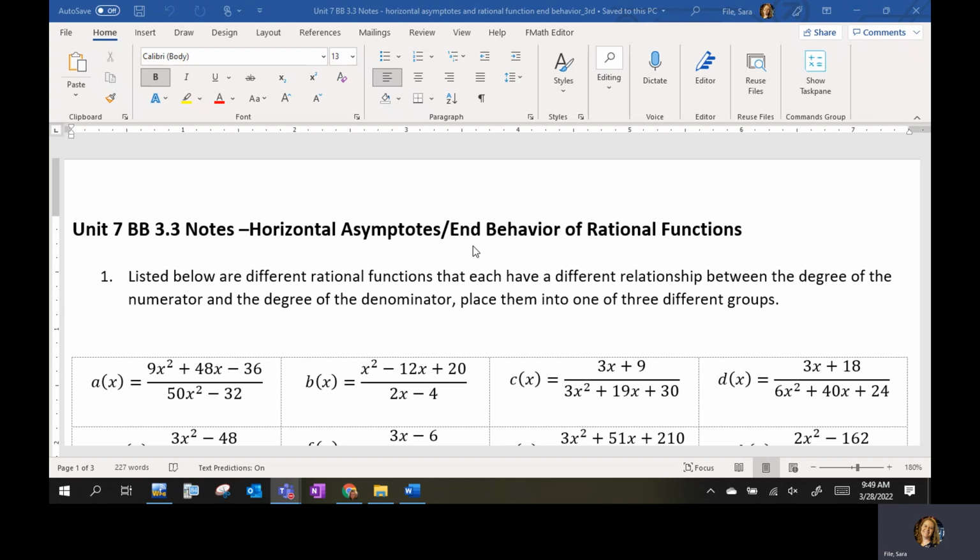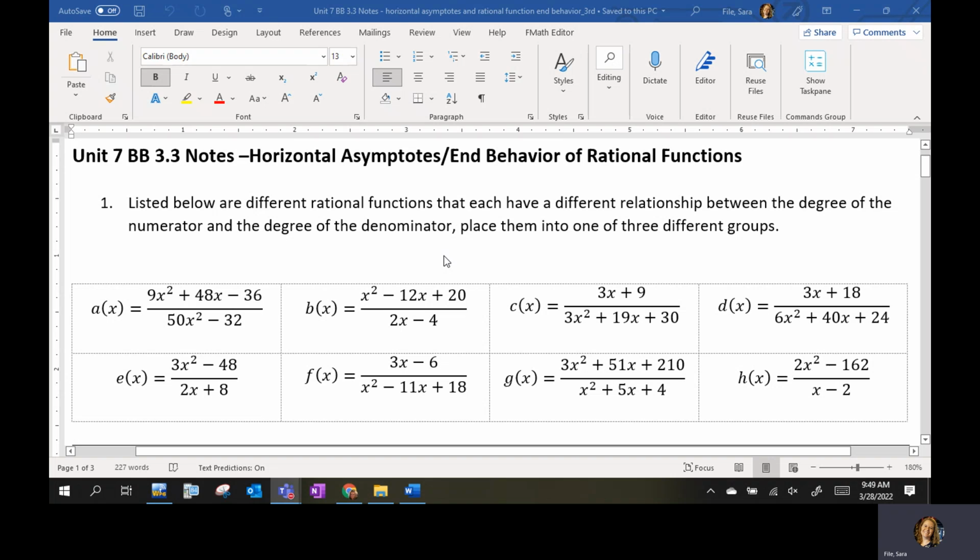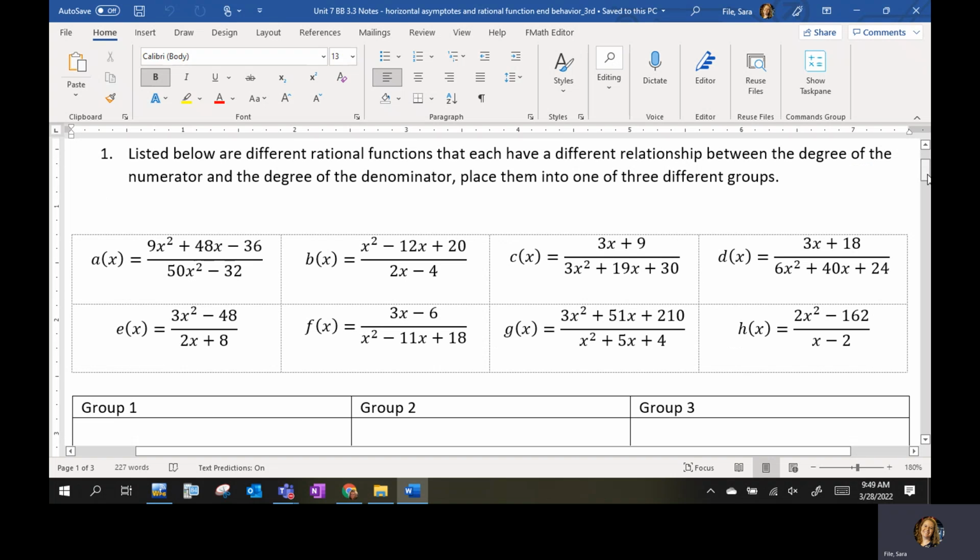Because the end behavior is what the graph is doing on the left and right. And if there's a horizontal asymptote, that's what the graph is going to be approaching. It's not going to go up forever or down forever always, like we just said with polynomials. With rationals, if there's a horizontal asymptote, that's what we're approaching. Okay, so we need to understand how to find those horizontal asymptotes so that we can give the end behavior correctly. So here is a list.